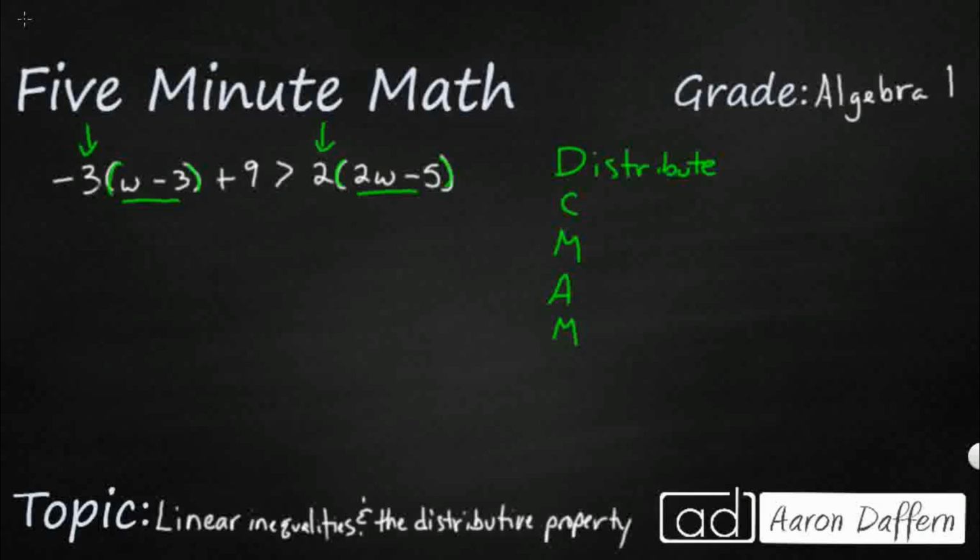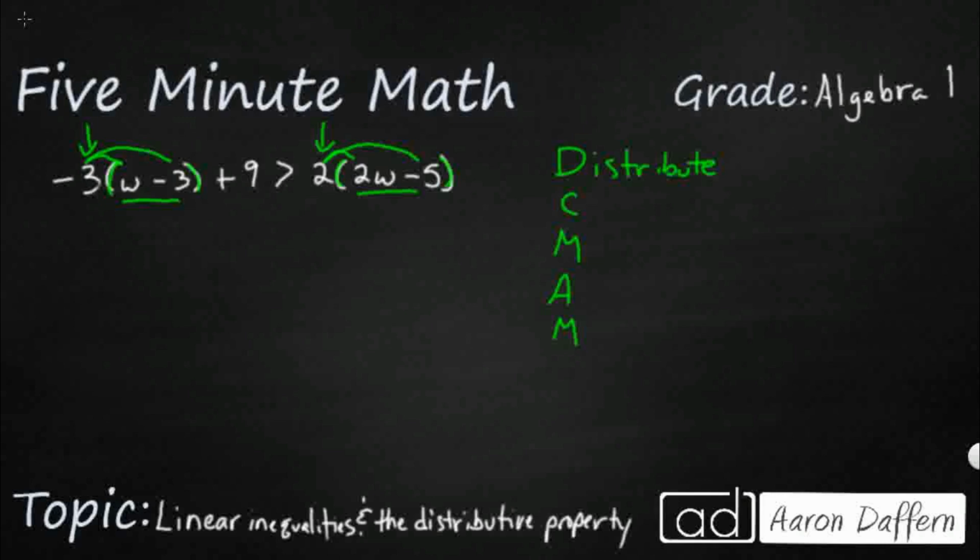That lets you know you're using the distributive property because you need to multiply this 2 by the 2w and by the negative 5. And I'm going to have to do the same thing with this negative 3. Multiply it by the w and multiply it by that negative 3. And that's what the distributive property does. So let's write it out one step at a time.